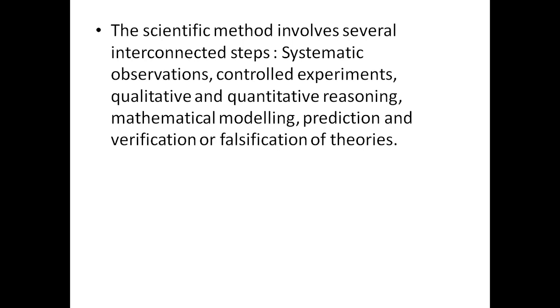When a coconut is falling from a tree, we are seeing and observing that phenomenon. When we are continuously observing the phenomenon, observation is very important. So the first method is observation, systematic observation. Then a controlled experiment.